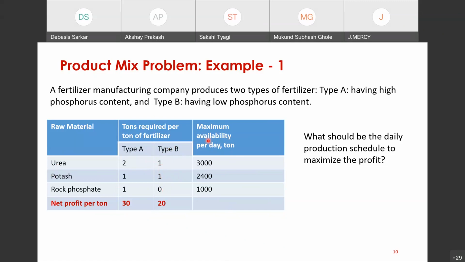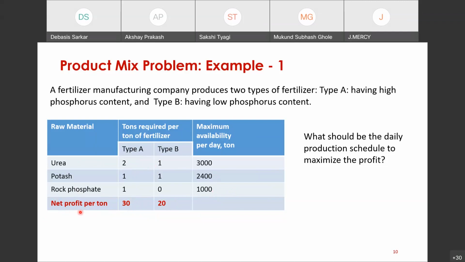The maximum availability of urea per day is 3000 ton. The maximum availability of potash per day is 2400 ton, and that for rock phosphate is 1000 ton. Net profit per ton of fertilizer type A is 30, and that for type B is 20.